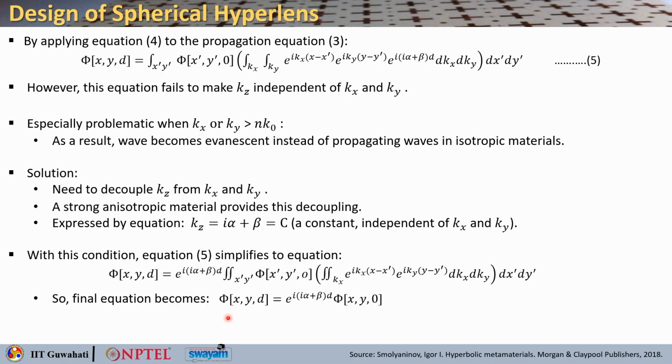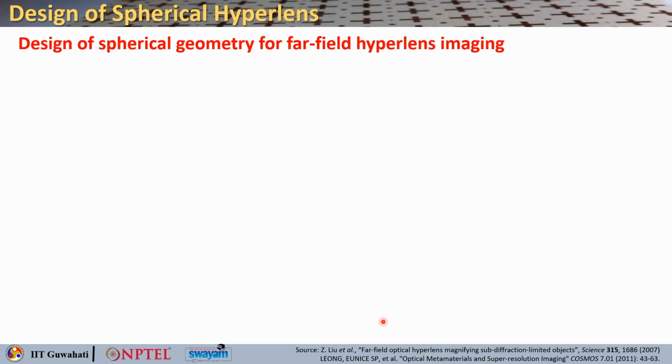So, the final equation can be simply written as phi xy d equals e to the power i alpha plus beta d times phi xy 0. Here you can see that this particular term is a constant. So, you are actually getting a linear propagation of objects along the z direction, which was mentioned in the earlier equation 2.